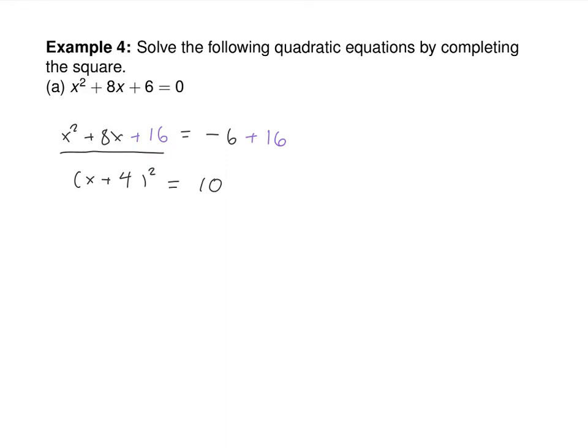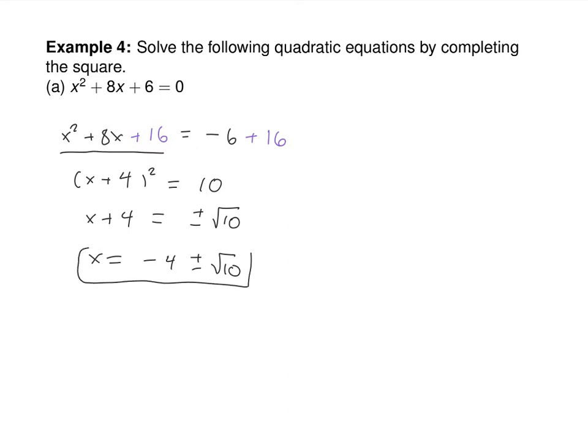At that stage, doesn't it look a lot like the other one that we had? Yeah. So square root, x plus 4 equals plus or minus square root 10. And x equals positive or negative 4? Negative 4, great.